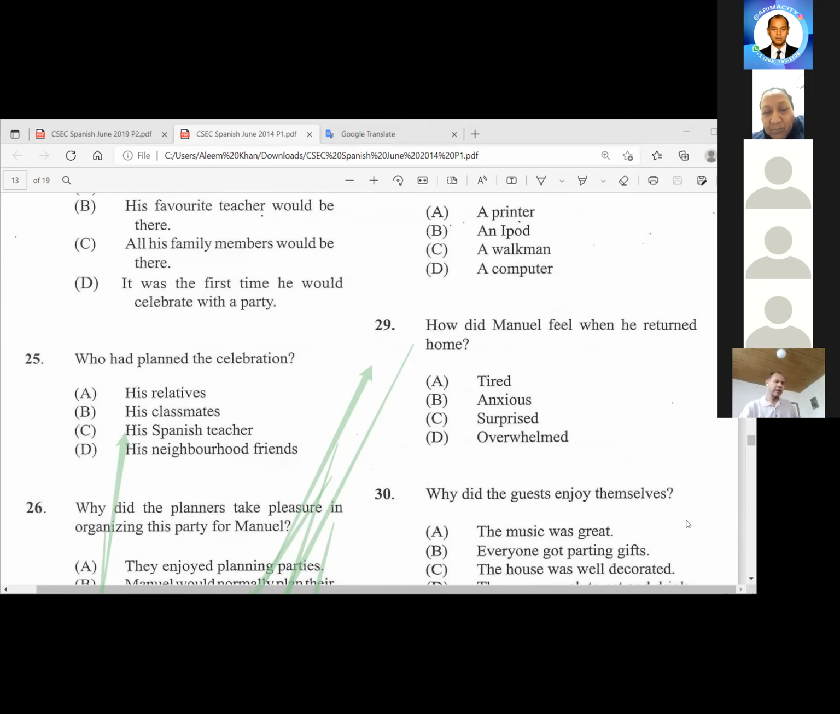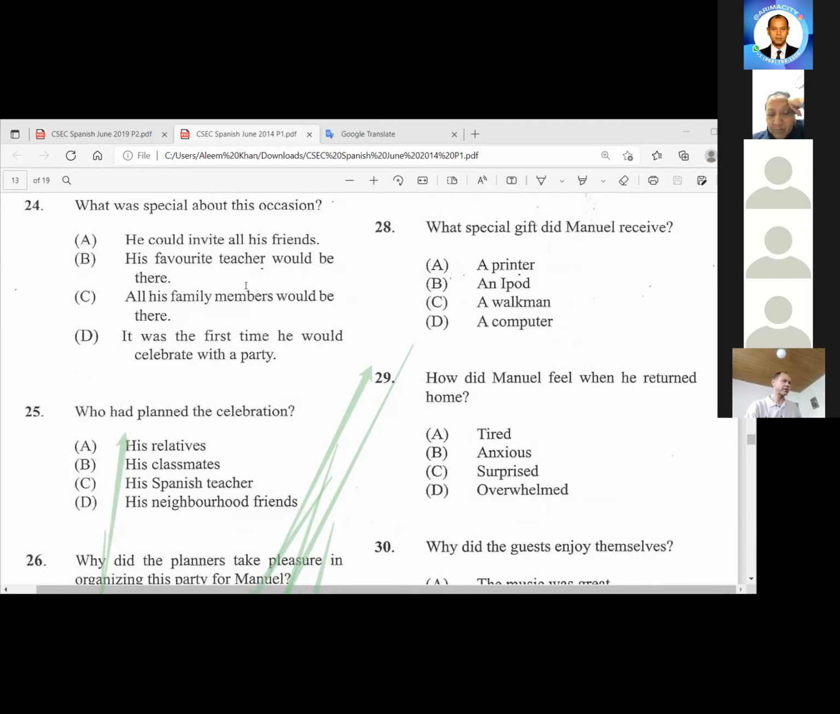Juan Diego puede invitar. Okay, the spell corrector keeps changing my word. It's invitar. It's not inviter. El autocorrect me está cambiando la palabra, pero la palabra es invitar. Juan Diego, the spell check keeps changing my word, but the sentence is Juan Diego puede invitar. I'll put it one more time. Juan Diego puede invitar a todos sus amigos a su cumpleaños. ¿Tú ves? Que me cambió la palabra otra vez el check. Juan Diego puede invitar a todos sus amigos a su cumpleaños. Okay, and the question is, what was special about this occasion?